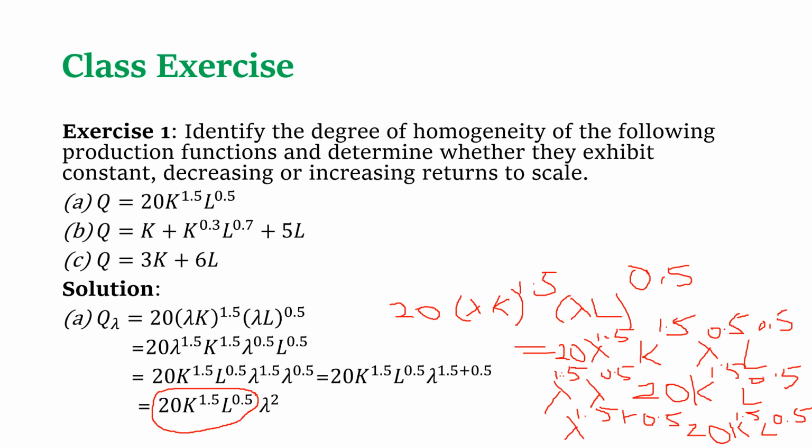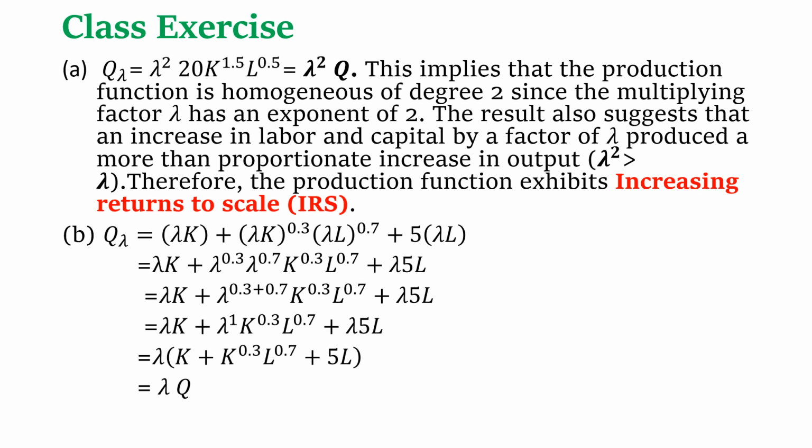So this production function exhibits increasing returns to scale. It exhibits increasing returns to scale because if we increase labor and capital by a factor of lambda, it will produce an output level that is more than the proportionate increase in the inputs. That is to say, lambda square is bigger than lambda.